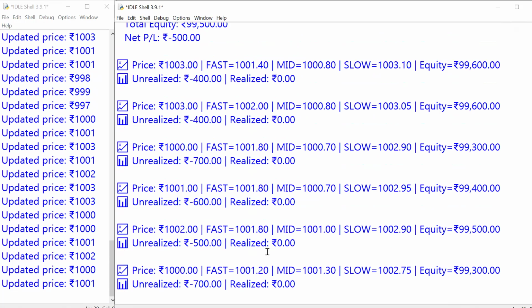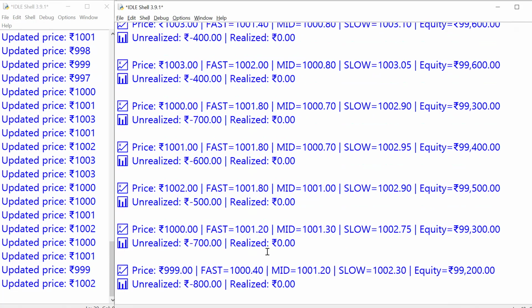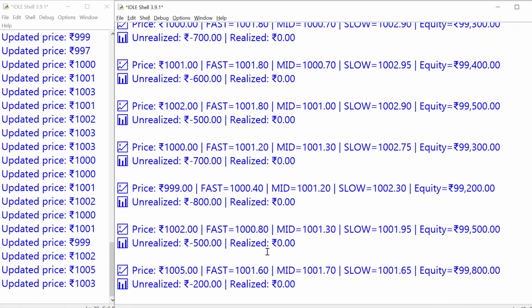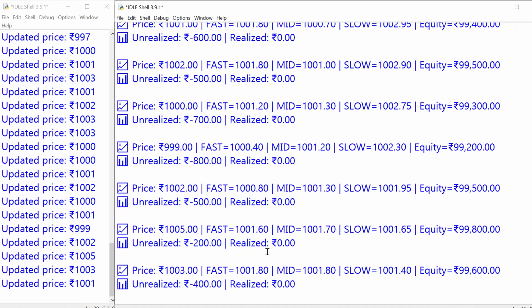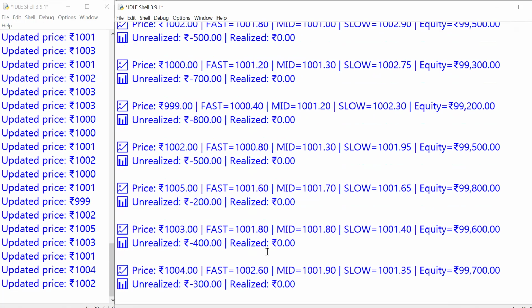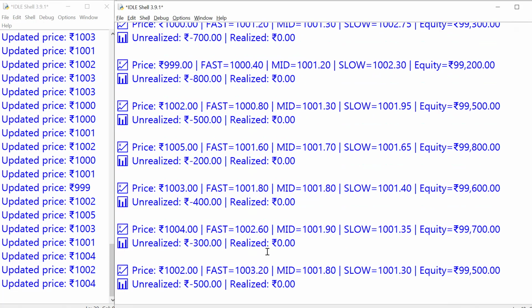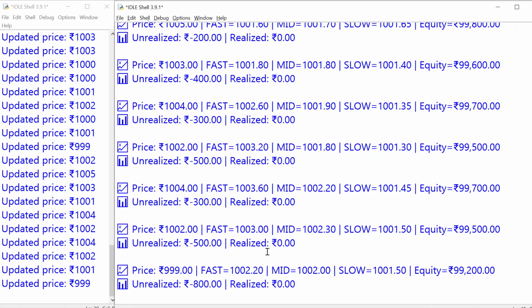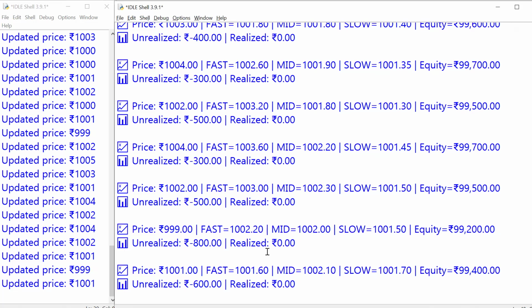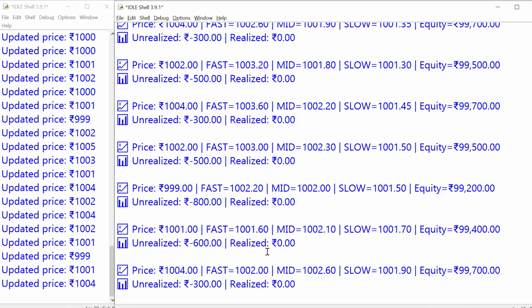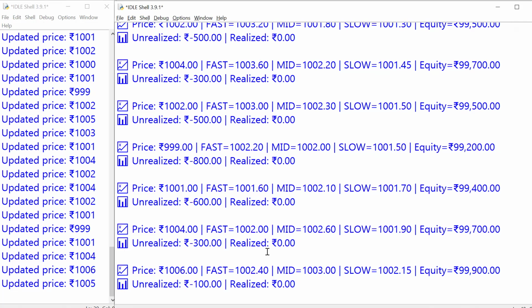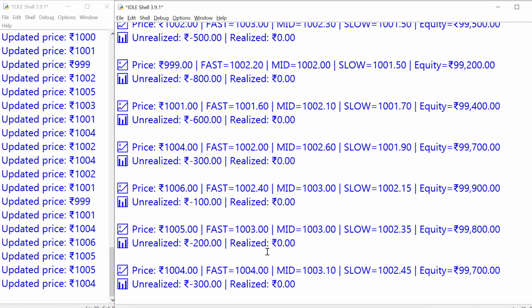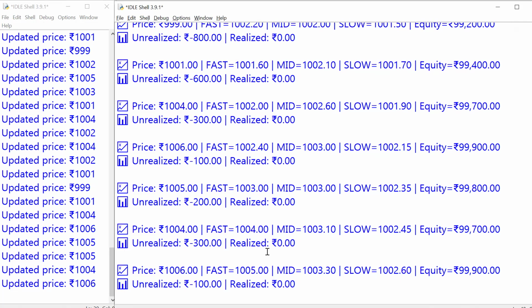We have the long entry at 1004. Let's see. The ribbon alignment has changed, but still the trade is on. The reason is that the stop loss has not been triggered. The stop loss is 1%, that means 1000 rupees or 1100 rupees. 1100 rupees is the stop loss. So still the stop loss has not been triggered. If the price comes 5 points above the value, then we are going to stop the trade.